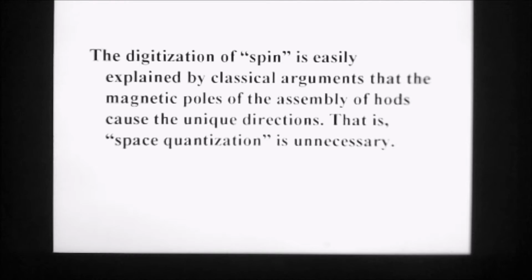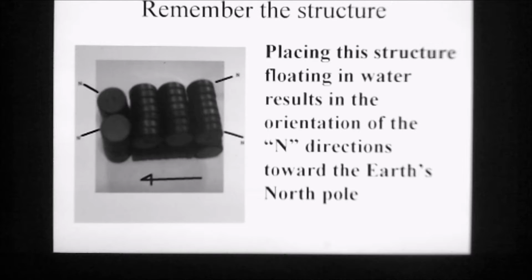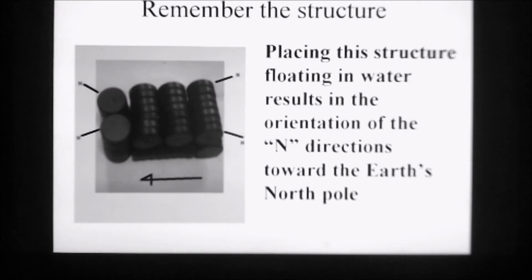The digitization of spin is easily explained by classical arguments: the magnetic poles of the assembly of hods cause the unique directions. That is, space quantization is unnecessary. The experiment uses assemblies of magnets to show how the electron model moves through an inhomogeneous magnetic field. You remember from the structure of the electron that there are 4 poles which could orient with the north direction on Earth if they are floating in water.